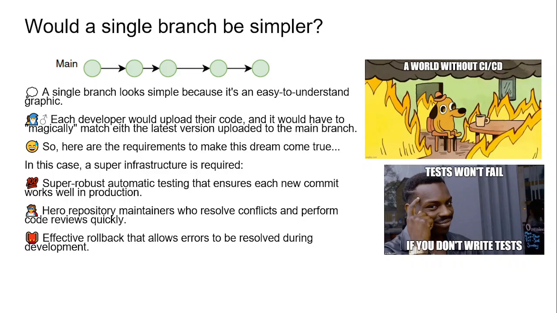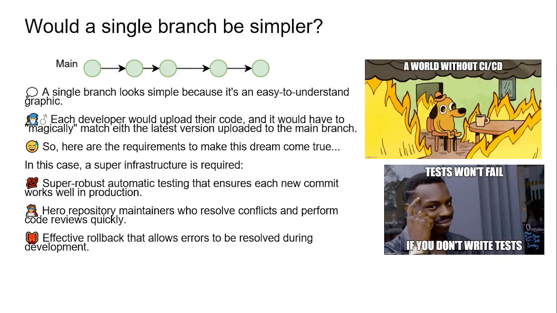If we work with a single branch, the first thing I thought is that each developer would upload the code and it would have to magically match with the latest version uploaded to the main branch. So no conflicts would happen, for this to work perfectly. But of course, that is ideal. There are requirements that have to be accomplished to make this dream workflow come true.